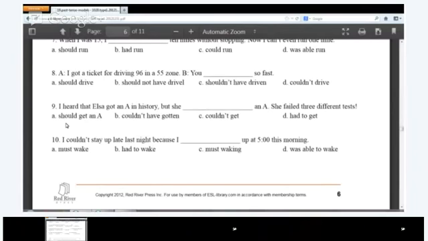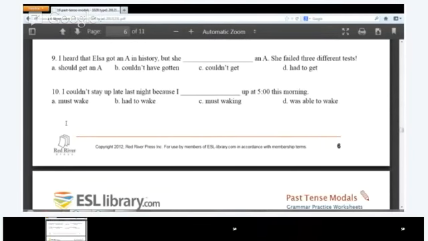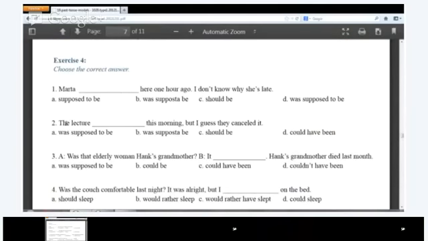I couldn't stay up late last night because I had to wake up at 5 this morning. Good. Had to wake up. Good job. Okay, class, let's scroll down to page number 7, and we're on exercise 4. All right, numbers 1 and 2 for Dina.